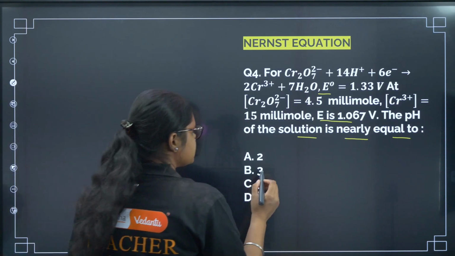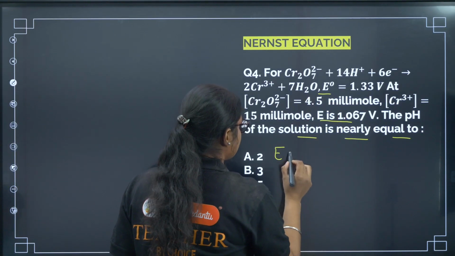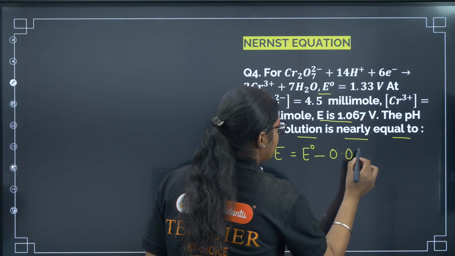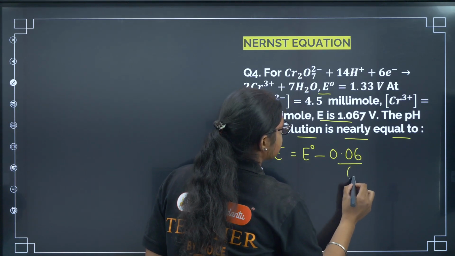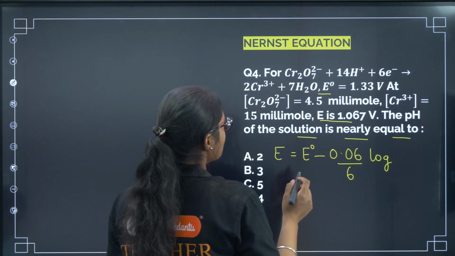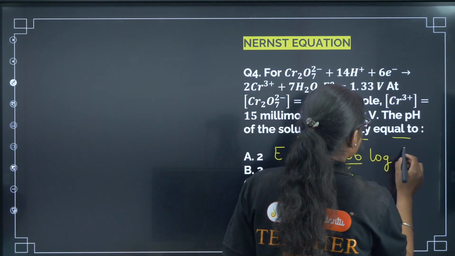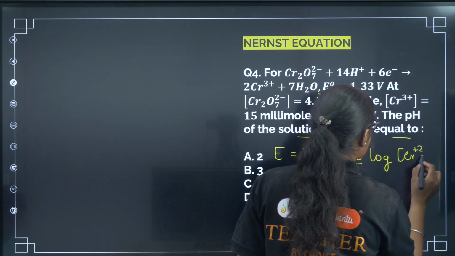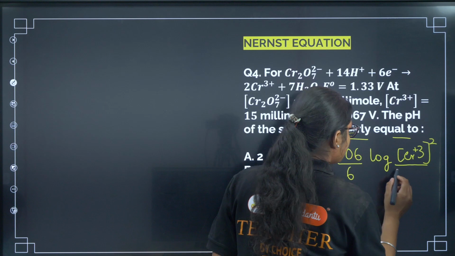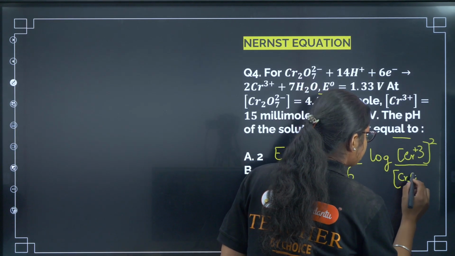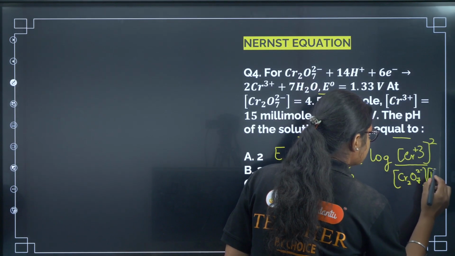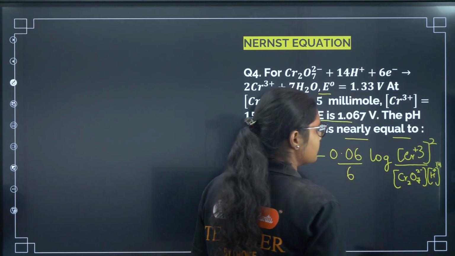You can write the equation like this for this reaction: E of the cell is equal to E naught of the cell minus 0.059 by 6, where 6 is the number of electrons, log of Cr3 plus to the power of 2 whole divided by Cr2O7 2 minus divided by H plus to the power of 14, right?